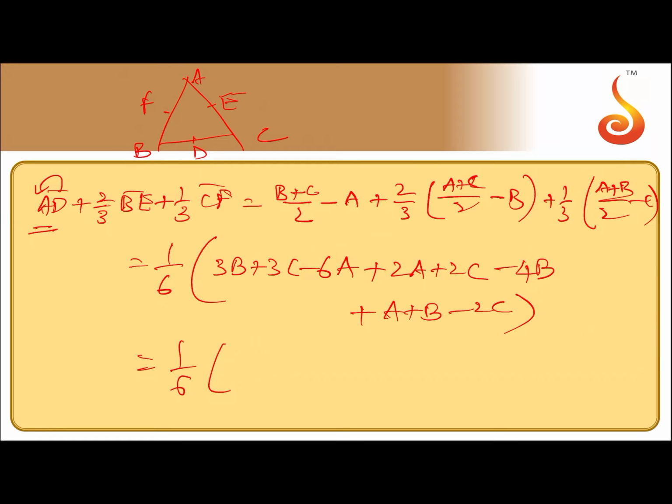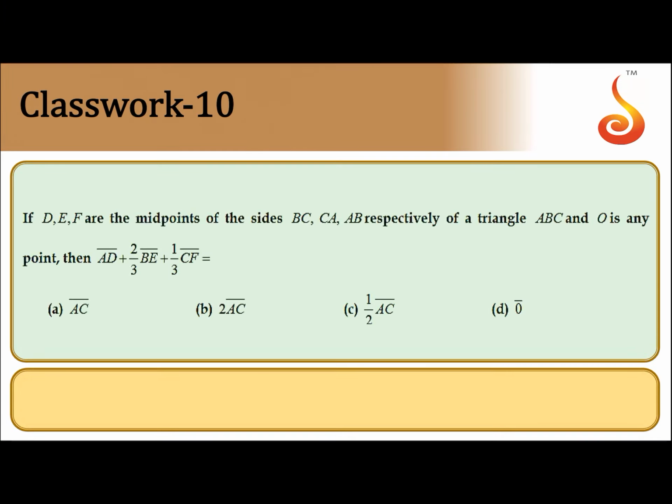Clearly, you could see the values of A, B and C. Let's see 3B minus 4B plus B, so B gets cancelled entirely. What else remains? The C value: 3C plus 2C minus 2C, the 2C gets cancelled, it is 3C. And how about A? Minus 6 plus 2 plus 1, and that is equal to half of AC. So the answer is half of AC.